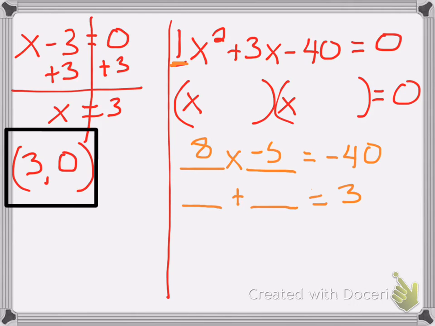8 times negative 5 is negative 40. 8 plus negative 5 is positive 3. So I found my two numbers that I want to use that work. Okay, the factors. So I'm going to write plus 8 here and minus 5 here.